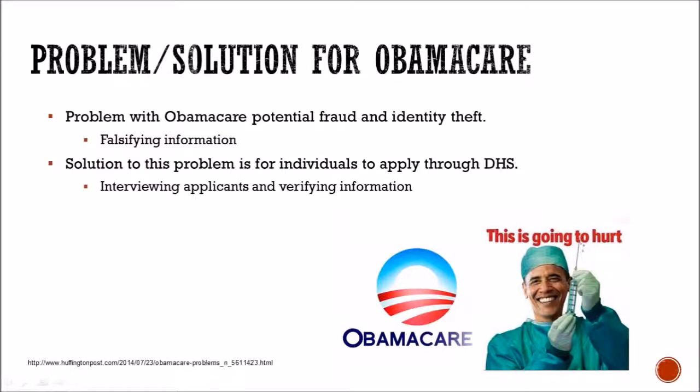The solution that I recommend for this problem would be for applicants to apply in person, so that an interview can take place through DHS. This will help so there isn't any falsified information being turned in. Also, this way applicants can provide actual documents such as Social Security card, income tax, and residence.